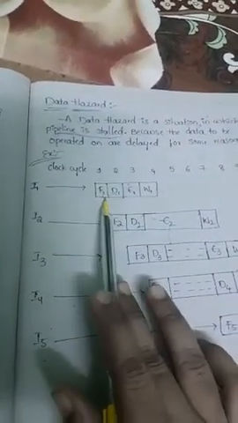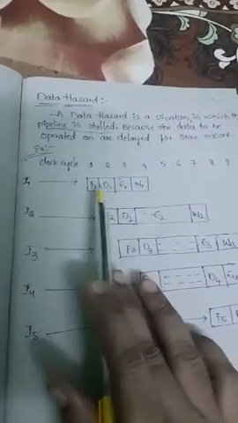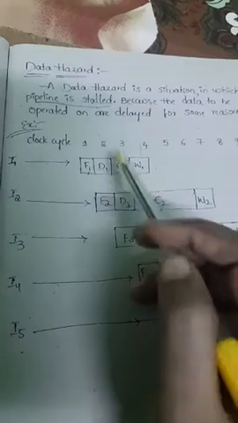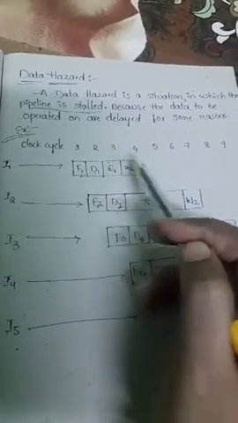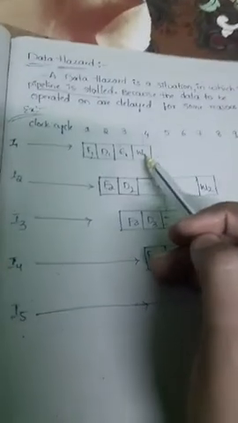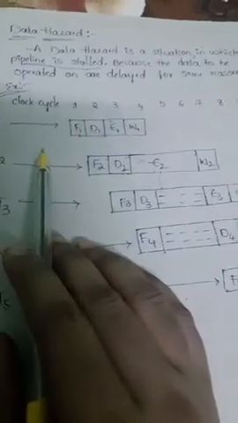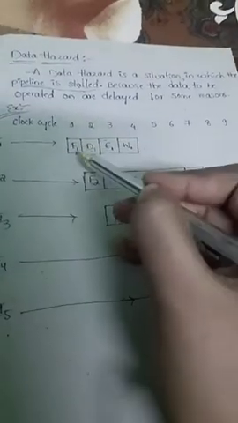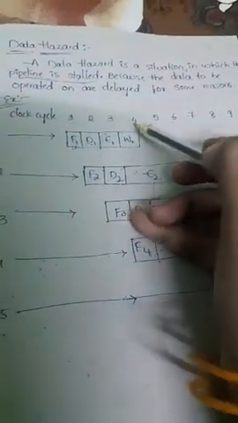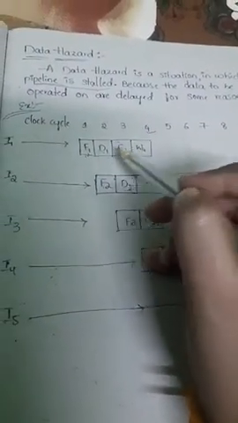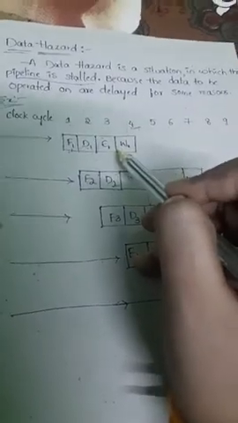The execution of this complete instruction takes place at the end of the 4th clock pulse. Just observe here: fetching instruction 1 takes 1 clock cycle, D1 takes another clock cycle, E1 takes 1 clock cycle, and the writing operation also takes 1 clock cycle. So it starts at the 1st clock cycle and ends at the 4th clock cycle. The complete execution of instruction 1 takes only 4 clock pulses.